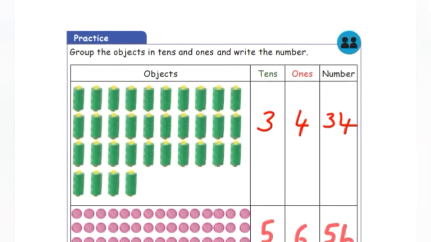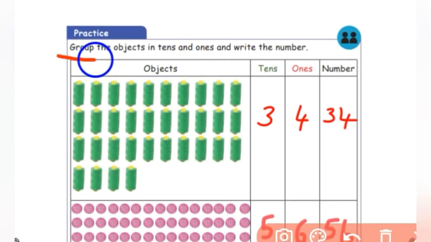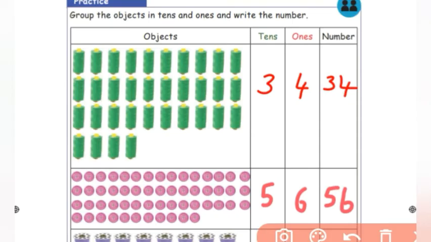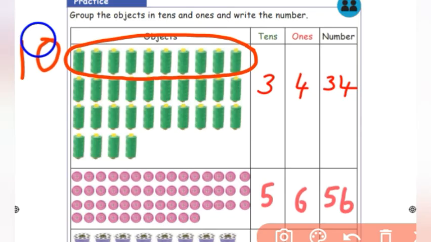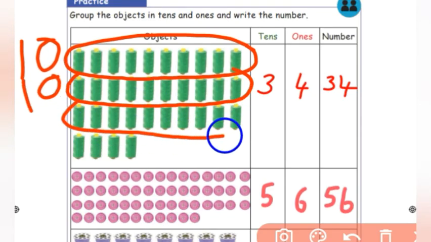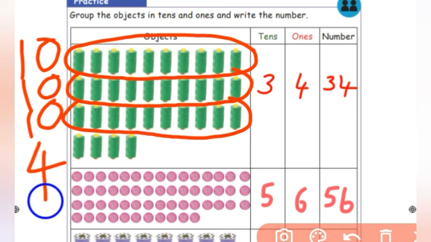See next practice. Group the objects in tens and ones and write the number. First we have to group tens. 1, 2, 3, 4, 5, 6, 7, 8, 9, 10. 10 needles make 1 ten. We have to group 10. Again 10. Again 10. So this is only 4. So you have to write here 4.